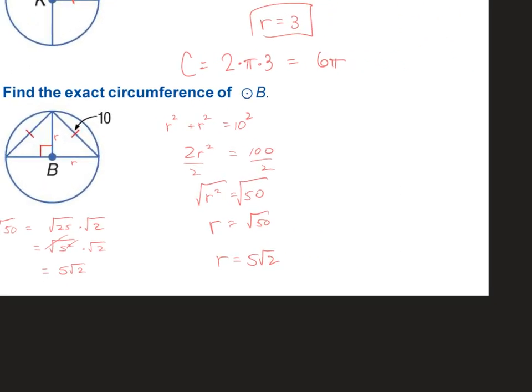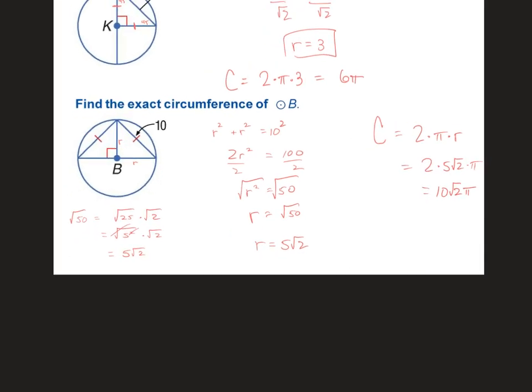So now what is the circumference? Circumference is equal to 2 times pi times my radius. That is 2 times 5 square roots of 2 times pi, which is 10 square roots of 2 pi. And that is my final answer.